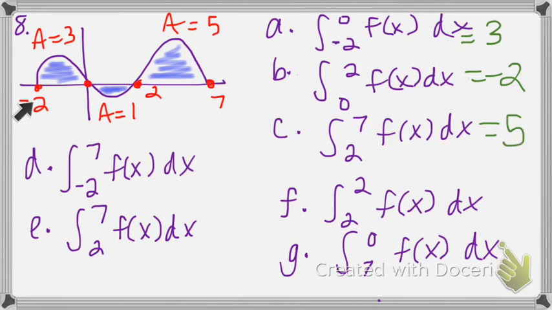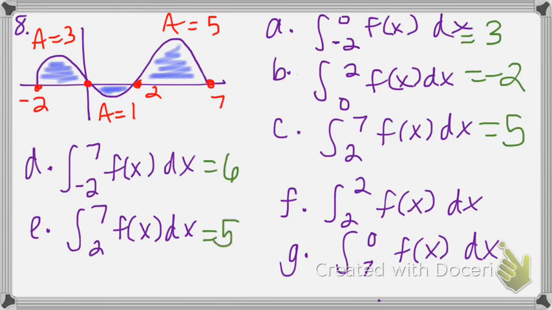D says the integral from -2 to 7. And so I just take all these pieces and add them together. So it would be 3 plus -1 plus 5, which would be 7. E says the integral from 2 to 7. We already have that one. I'm not sure what that was really supposed to be, but we'll just go ahead and put 5 there because we know what that is already.